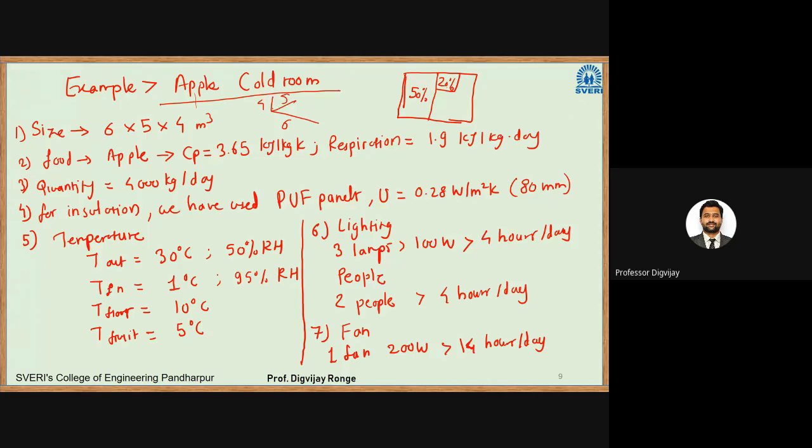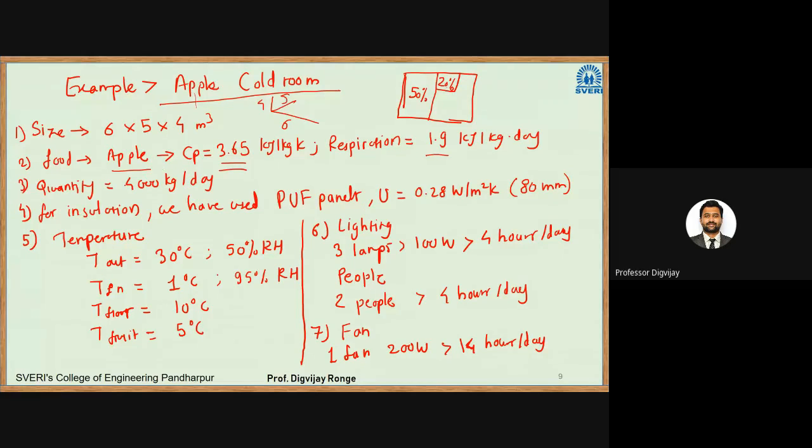Then the food I'm using in this case is apple. Its specific heat is 3.65 kilojoule per kg Kelvin. Respiration rate is 1.9 kilojoule per kg per day. So I have told you that respiration is an oxidation process, and oxidation is an exothermic reaction, so it will release some energy. And 3.65 is its specific heat.